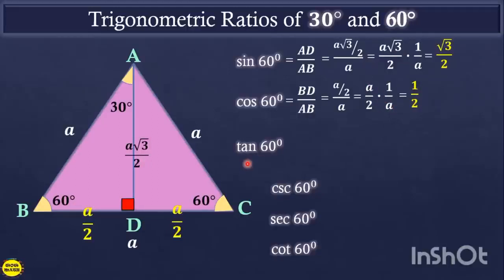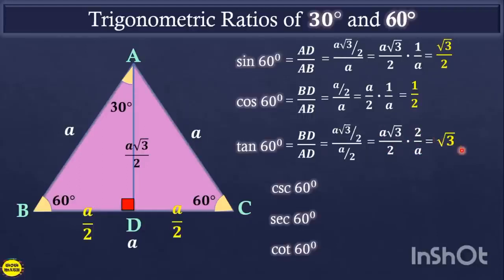For tangent 60 degree, we have opposite over adjacent. So, if this is your tangent 60 degree, opposite, a square root of 3 over 2 over adjacent. So, adjacent is a over 2. And then, multiply. A square root of 3 over 2, reciprocal nito, so 2 over a. Proceed to multiplication. We can cancel a, we can cancel 2. So, ang maiiwan na lang, square root of 3.